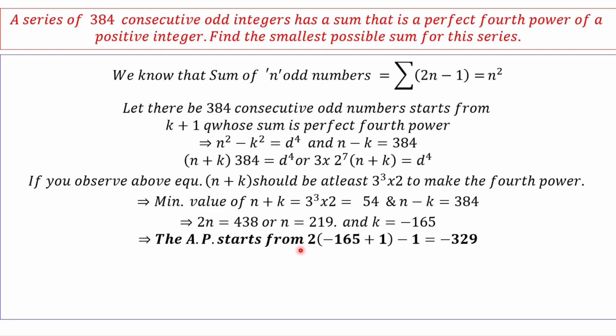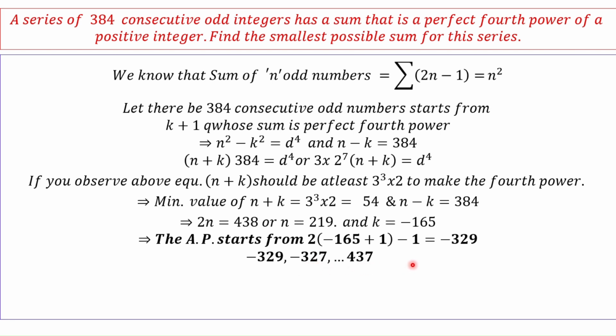The AP starts from 2 into (minus 165 plus 1) minus 1, which is equal to minus 329. I am replacing this in the expression 2n minus 1. Here k plus 1 is the start, so minus 165 plus 1, then 2 times that minus 1, which is minus 329. So the series looks like this: minus 329, minus 327, and so on up to 437.